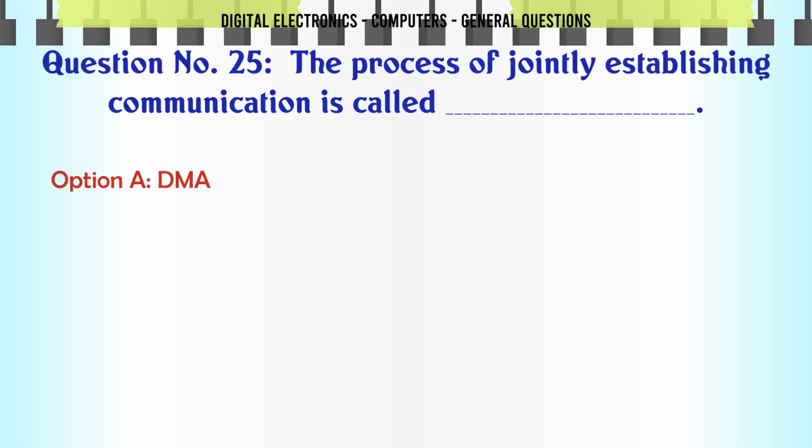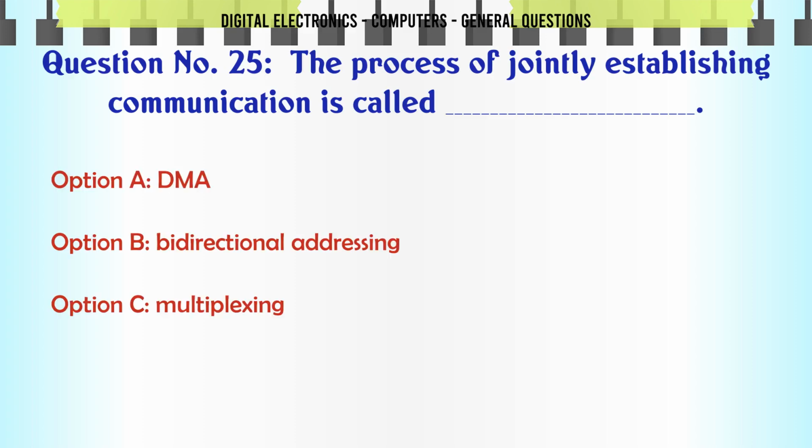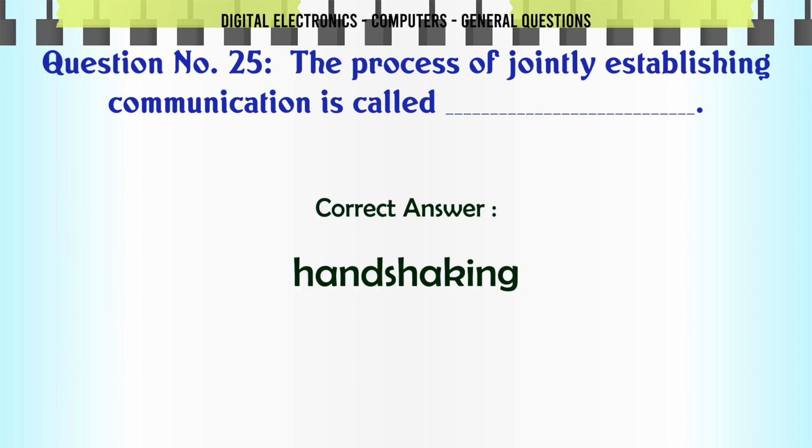The process of jointly establishing communication is called A. DMA, B. bidirectional addressing, C. multiplexing, D. handshaking. The correct answer is handshaking.